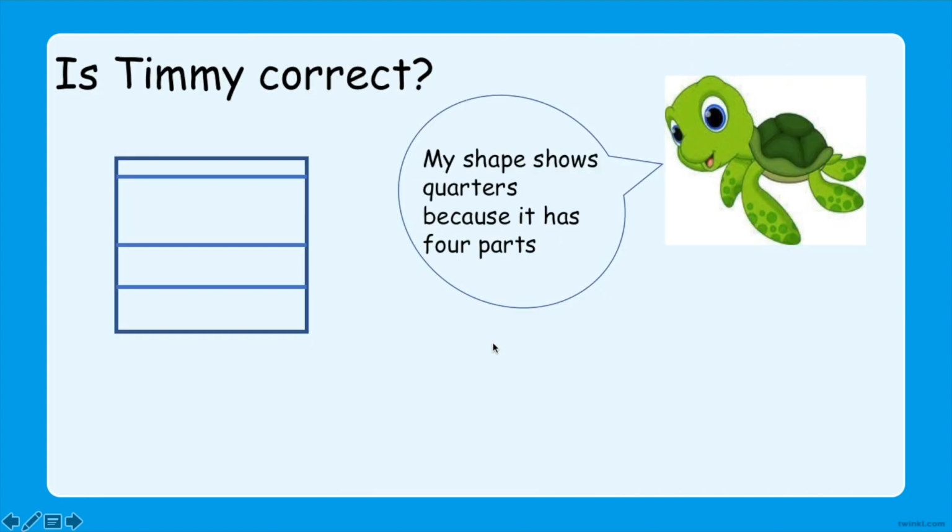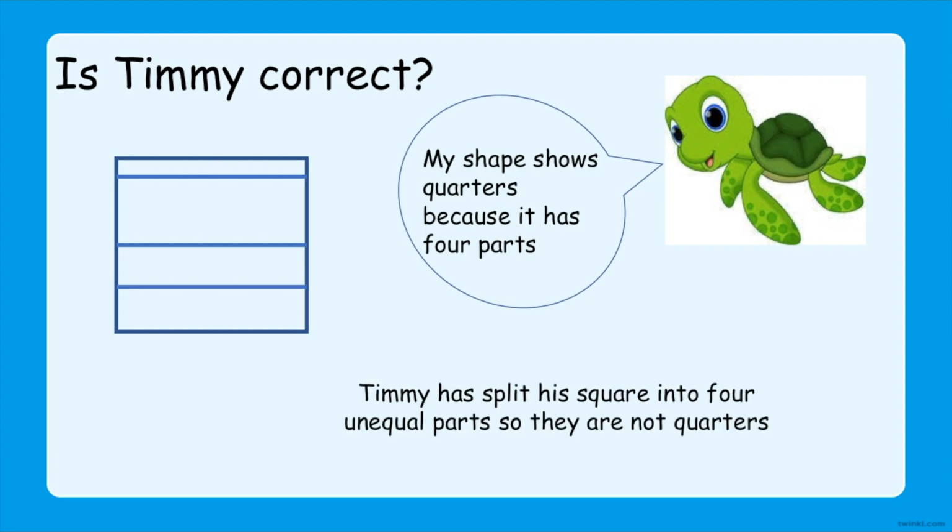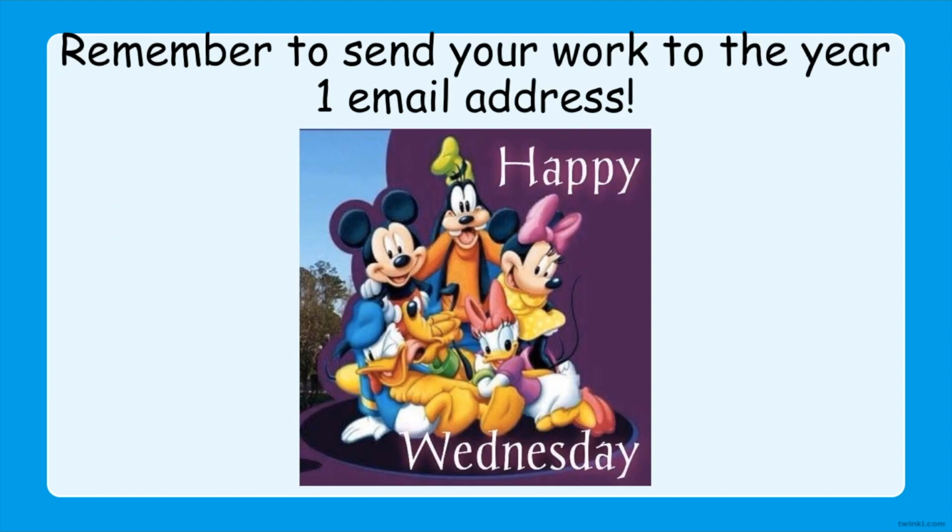And here is your extension activity. Is Timmy correct? He says, my shape shows quarters because it has 4 parts. Is Timmy correct? The answer is, Timmy has split his square into 4 unequal parts, so they are not quarters. Well done if you got it correct.